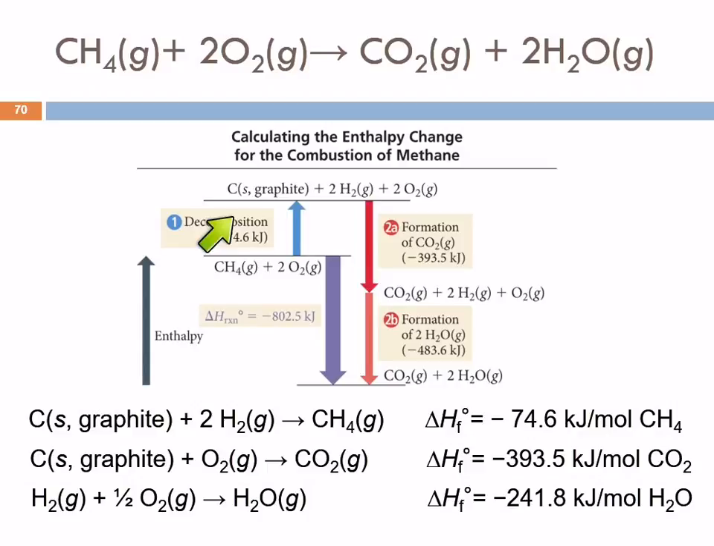So we had to invest energy taking apart the methane, but then more energy gets released when we form the carbon dioxide and when we form the water. And so the overall change is from here to here, even though in our minds we went up and over this mountain to get there. The overall change is adding these terms up. And so we get minus 802.5.